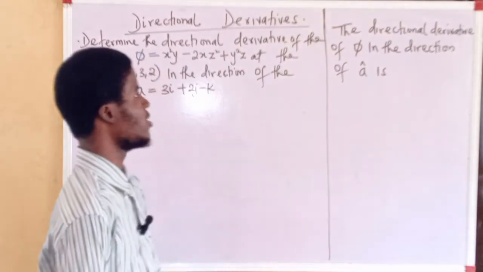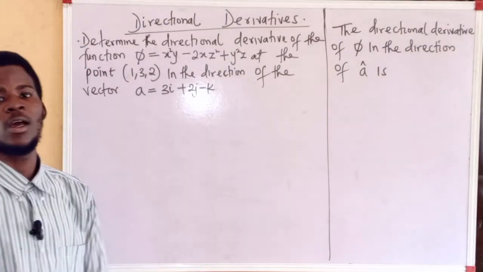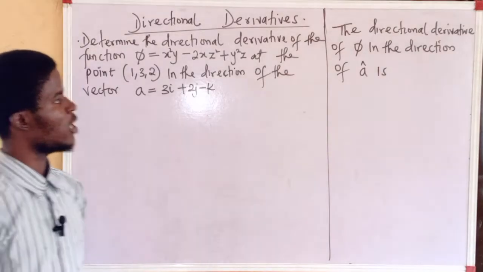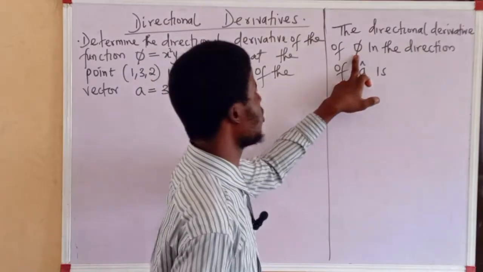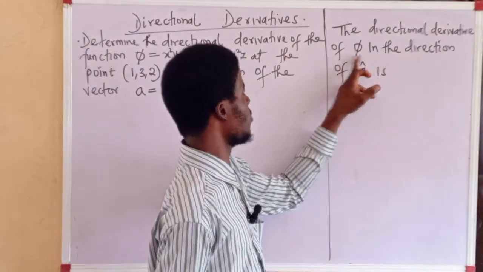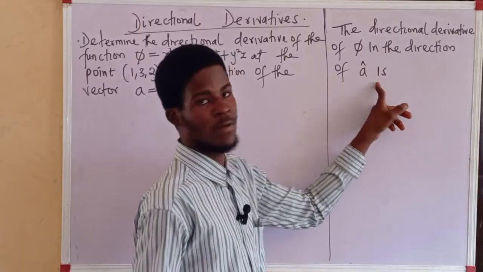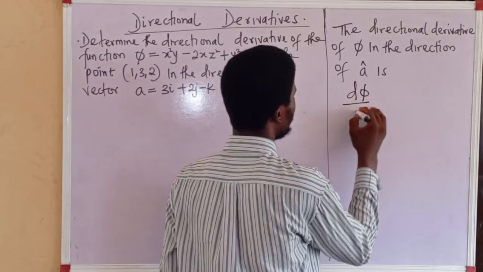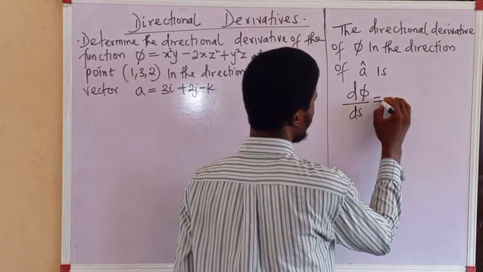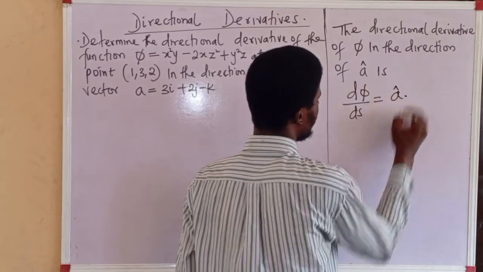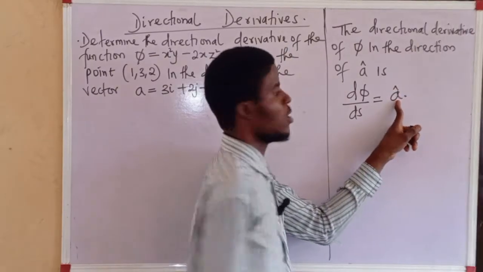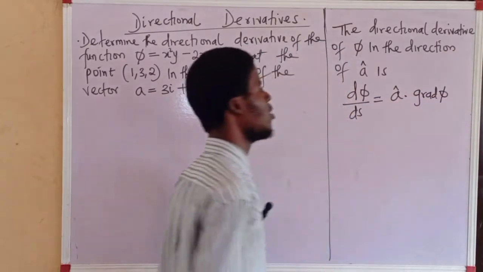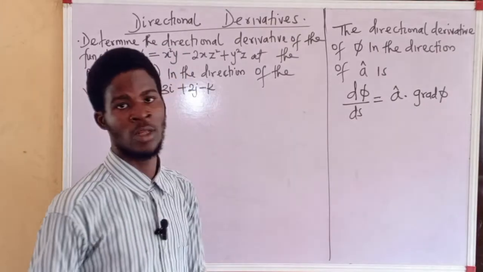Here we are going to talk about directional derivatives. The directional derivative of phi, which is a scalar function or a scalar field, in the direction of a unit vector is this: dφ/ds is equal to the dot product of the unit vector and the gradient of phi. This is the formula for the directional derivative.